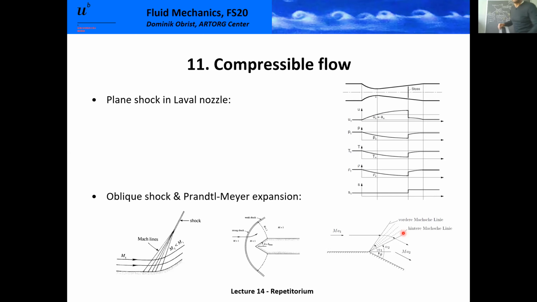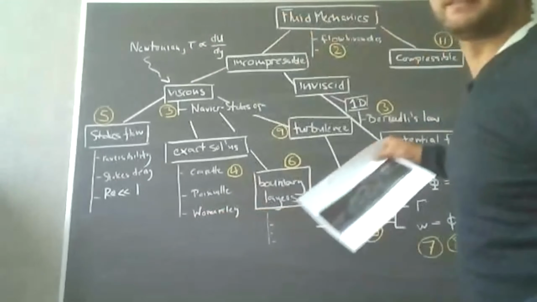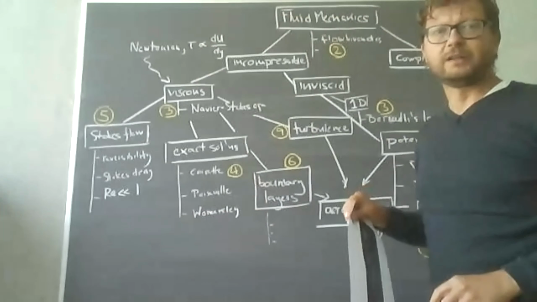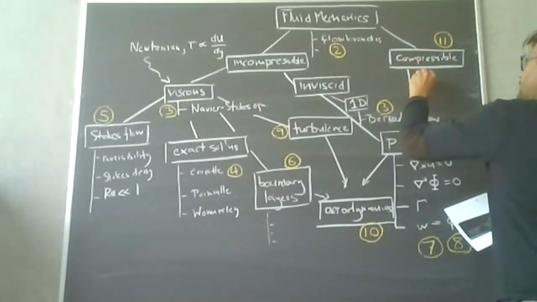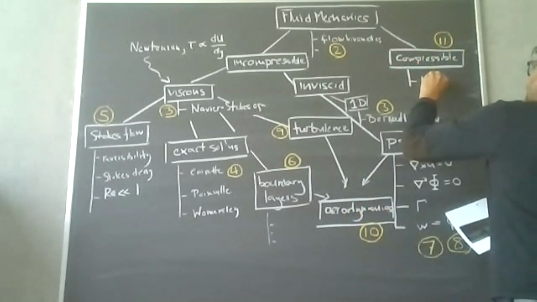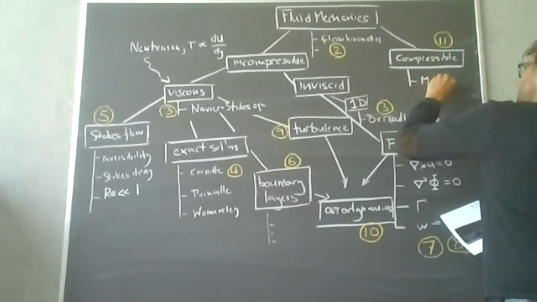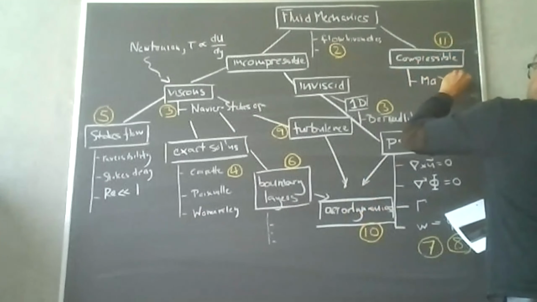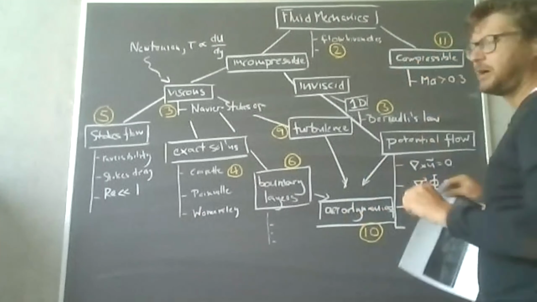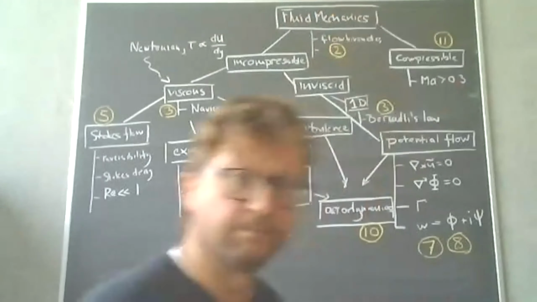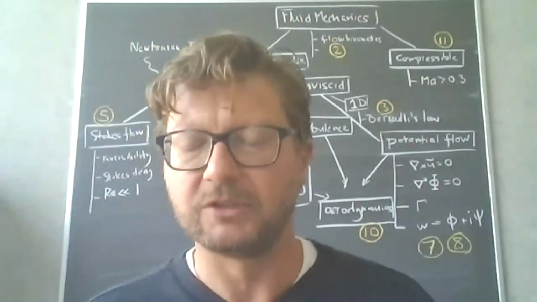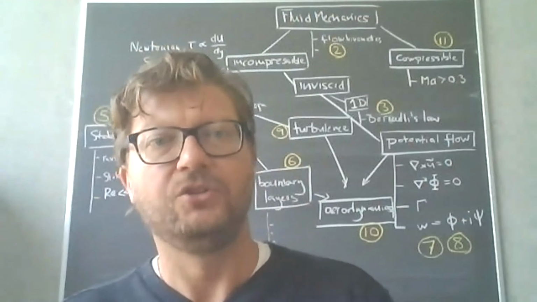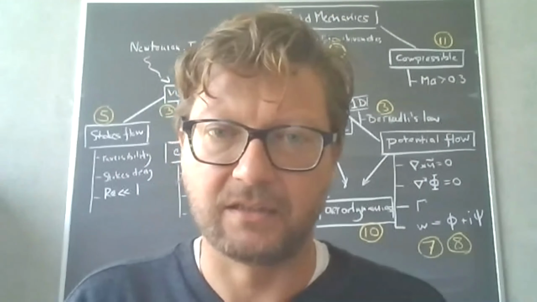And instead of listing all the things that we did here, let me just list one result, which will be maybe the most important result to you. And it's the result that compressibility becomes relevant if the Mach number is larger than 0.3. Or said in the opposite direction, if the Mach number is less than 0.3, which is the case in many applications, you can safely neglect compressible effects.